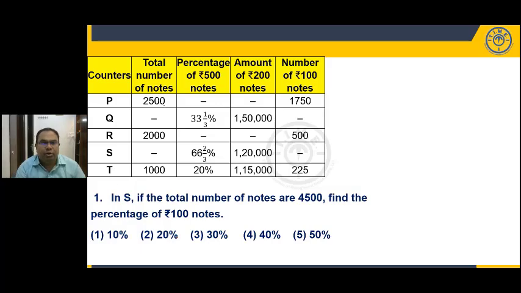Right, this is the table. Total number of notes is given, percentage of 500 rupee notes, amount in terms of 200 rupee notes, and number of 100 rupee notes. Right. So I'll give you 30 seconds, or let's say 45 seconds of time. All of you try this question. Once you get the answers, please tell me your answer. I'm starting the stopwatch here. Let's take 45 seconds. Let's start. Those who got the answer, please try and answer this one.